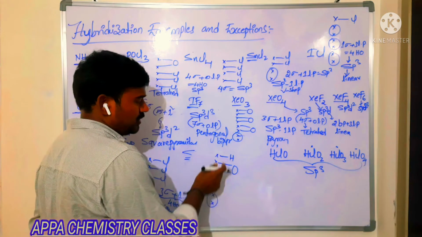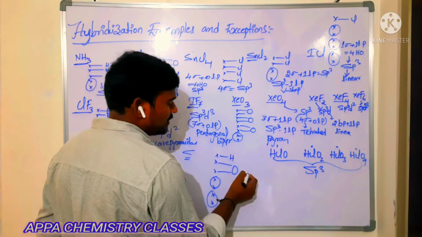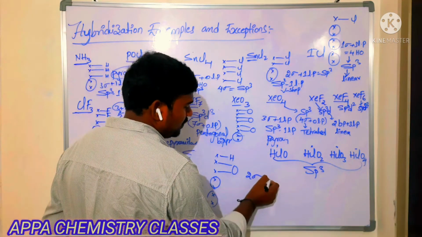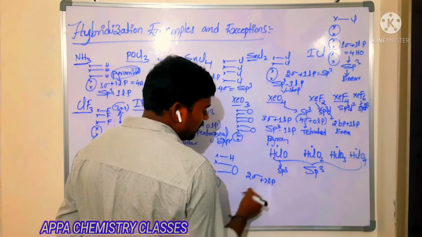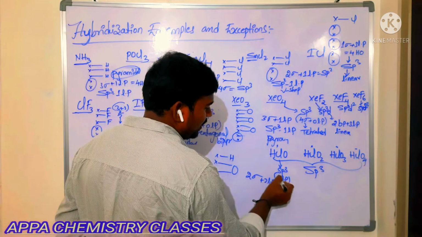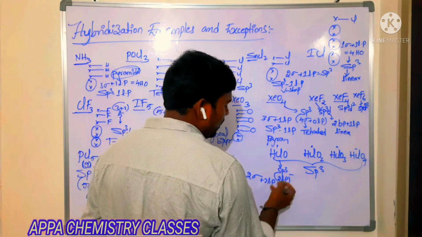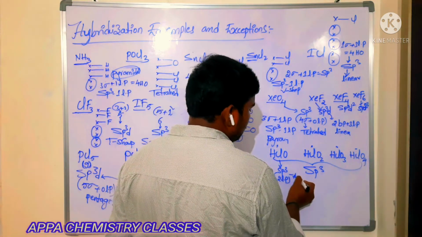2 lone pairs. Now how many sigma bonds here? In a double bond 1 sigma, here 1 sigma, so 2 sigma and 2 lone pairs. That is sp3 hybridization with how many lone pairs? 2 lone pairs. So which geometry is it? Angular shape. sp3 with 2 lone pairs, so it is angular shape.